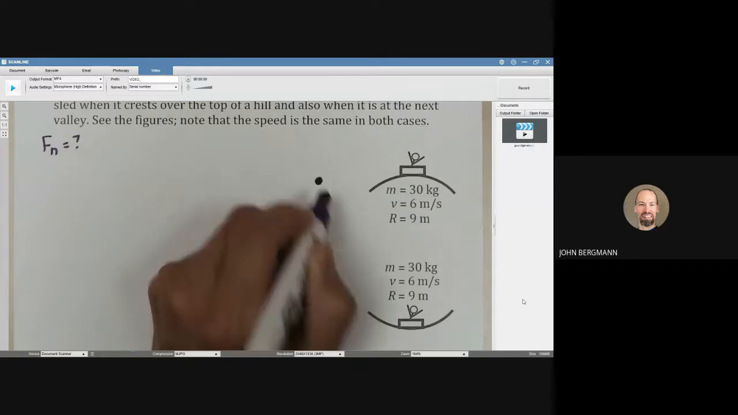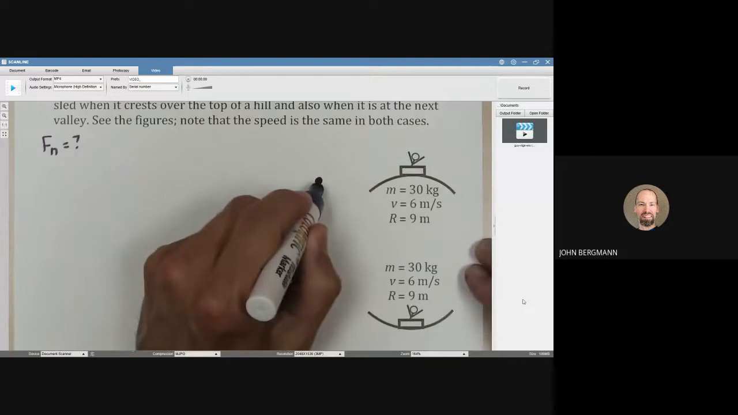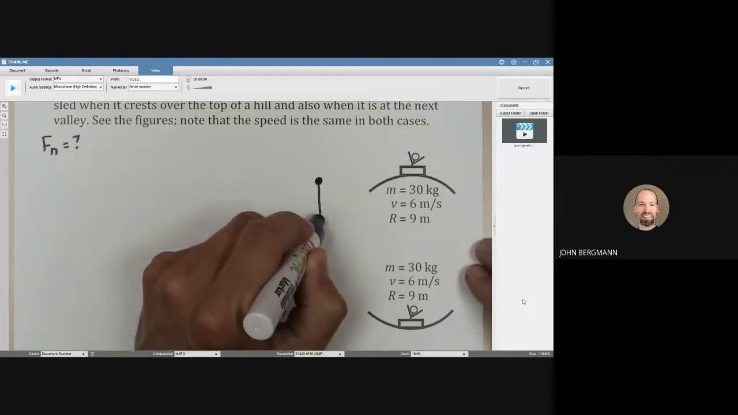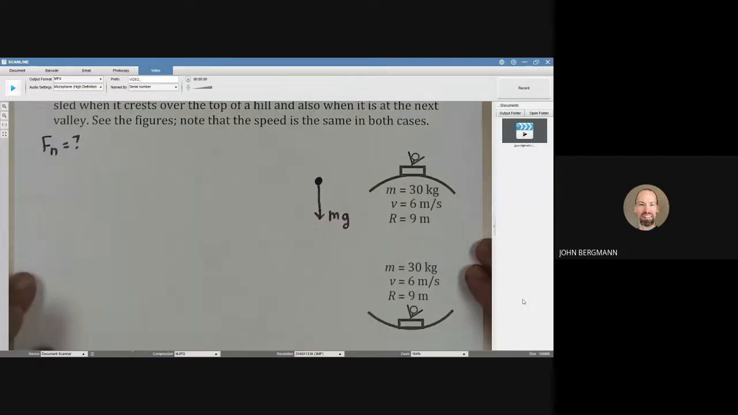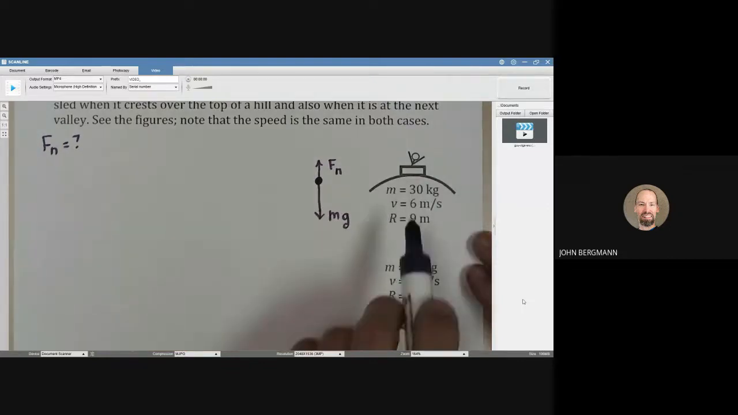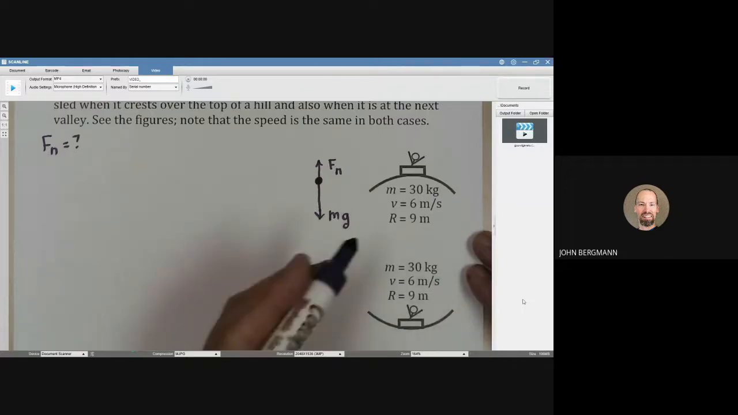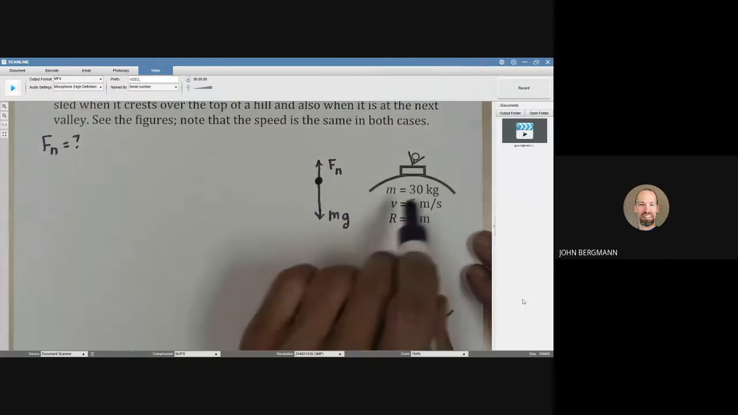So there's the child and the sled. The child and the sled together have a mass of 30. We definitely have mg downward. And then what about the normal force on the sled? The normal force is holding the sled up. And because of the curvature of this hill, we know that mg has to be larger than the normal force, because we've said that the acceleration has to be toward the center of the circle.